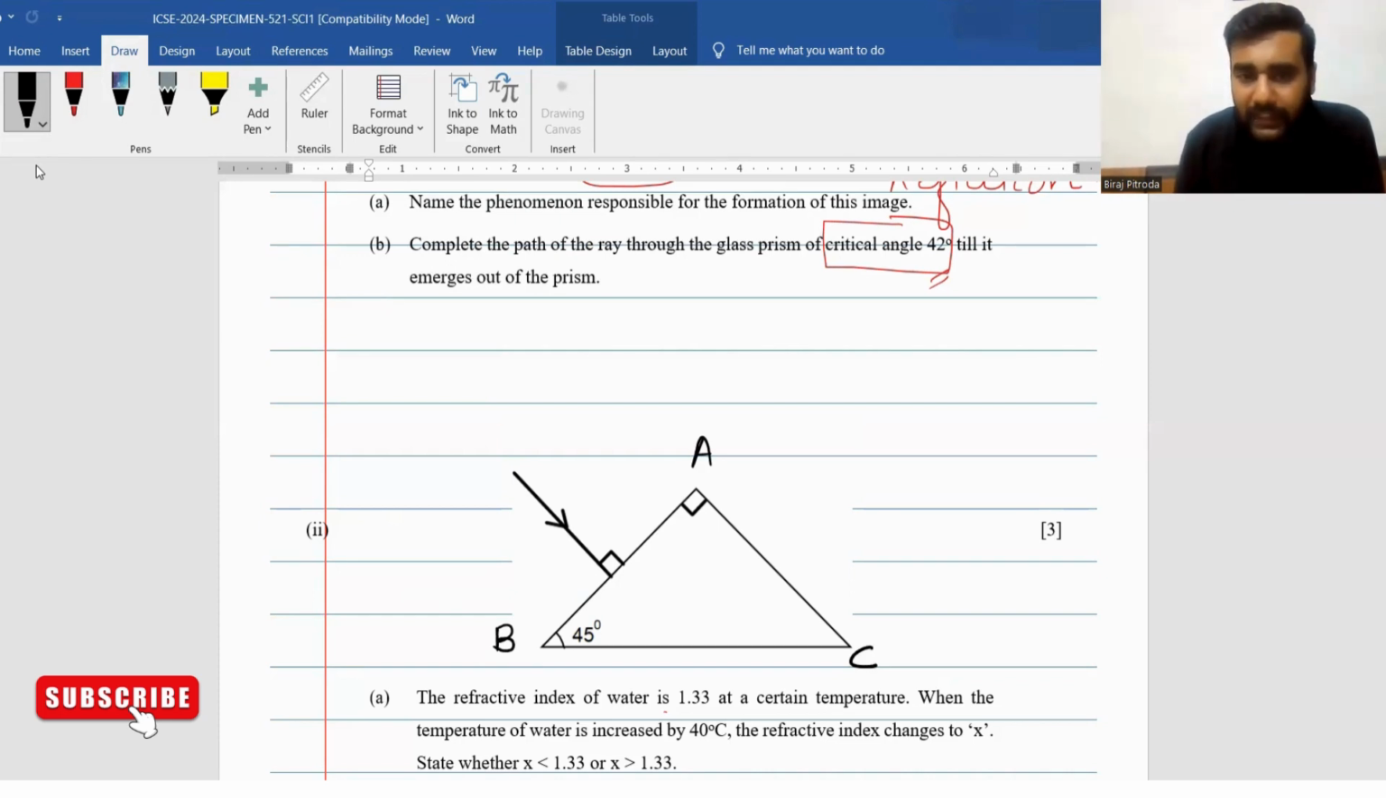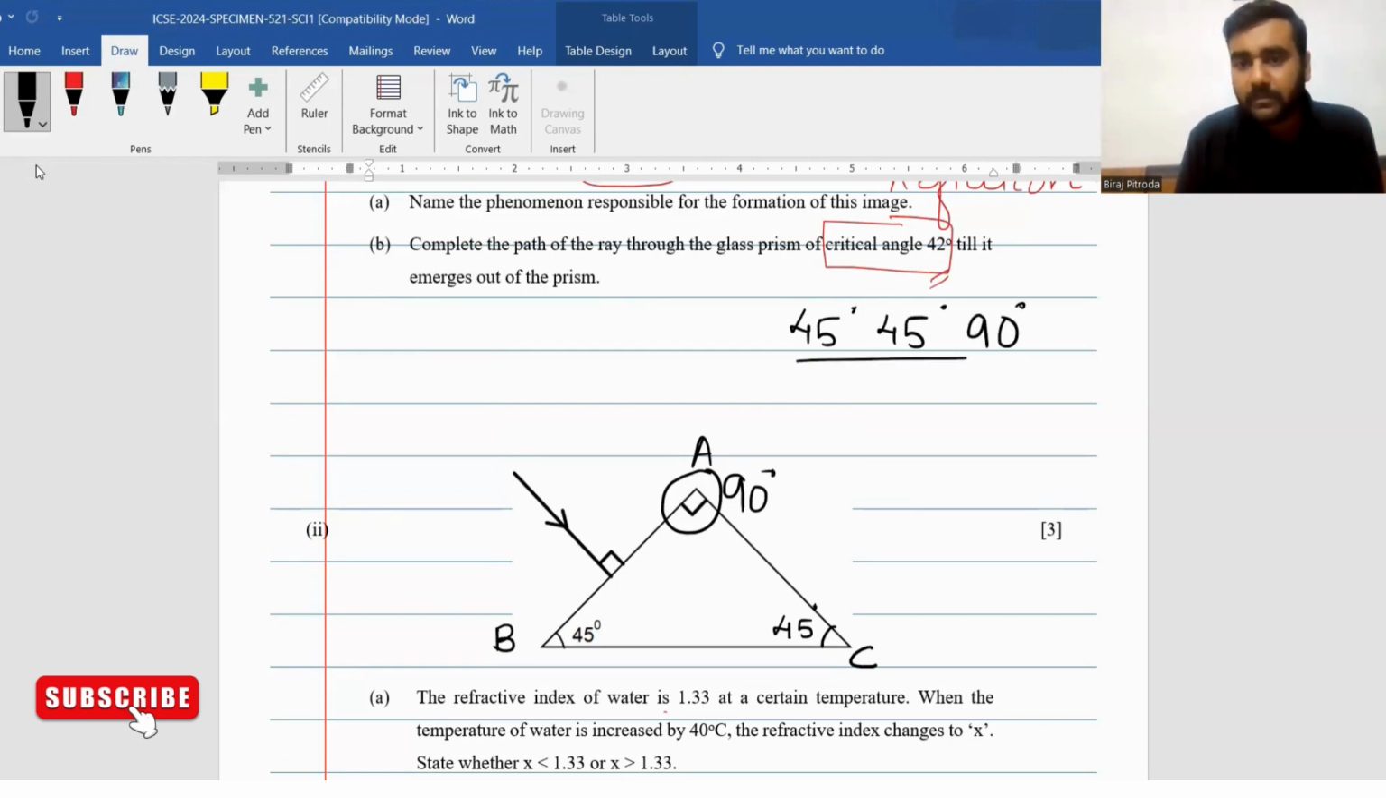Now students, if you see, at angle A there is a 90-degree angle getting formed. At B, I have 45. So by default, this angle C should also be 45. So this becomes a 45, 45, 90 prism, right? And students, the ray which is going on the surface AB is also making an angle of 90 degrees. I'll name this ray as ray P and Q.